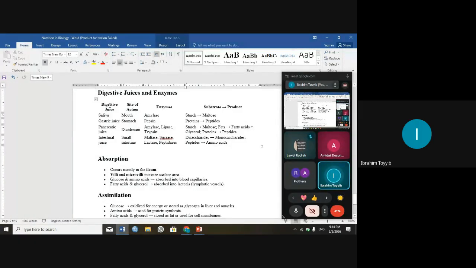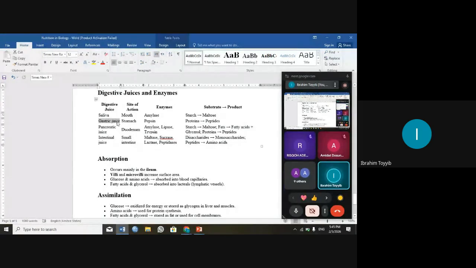So look at, we have digestive juices and enzymes. Let's say saliva is present in the mouth. The site of action of saliva is what? Where can we find saliva? In the mouth. And the enzyme is what? Amylase. That's salivary amylase. What does it break down? Starch to what? Maltose.